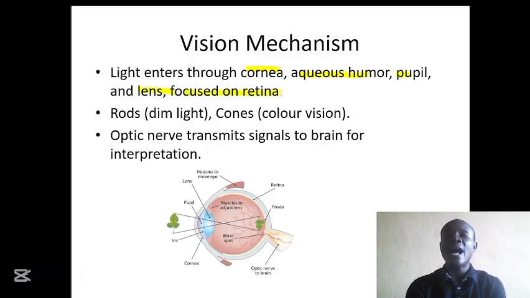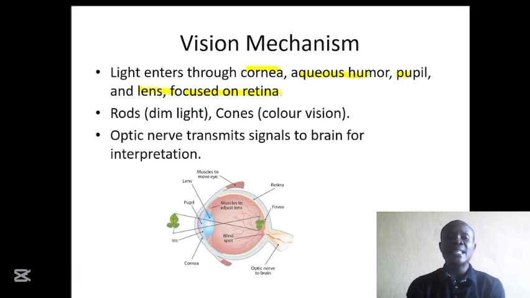The cornea and the lens help to refract the light so that it will be focused on the right part of the retina, that is the fovea centralis, where we have more cones than rods, so that the sharpest image will be formed.